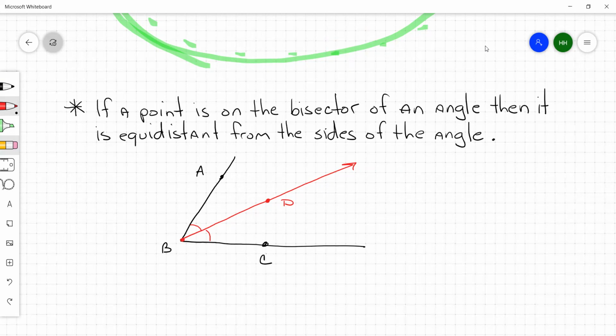If a point is on the bisector of an angle, then it is equal distance from the sides of the angle. So, do you see this distance right here from A to C and from A to D? Those are congruent to each other when they're drawn at a 90-degree angle. Okay?